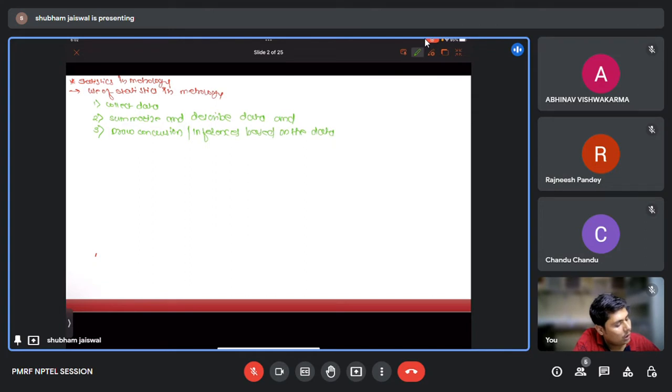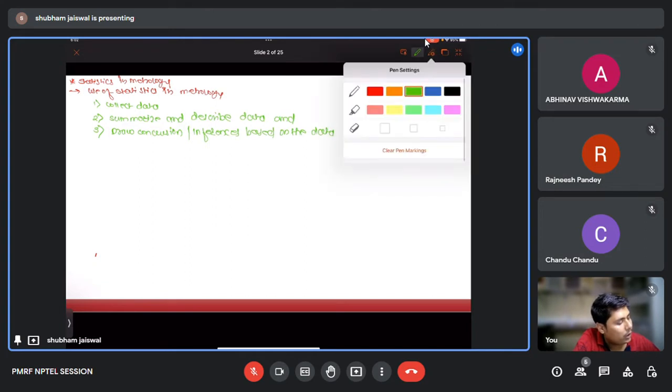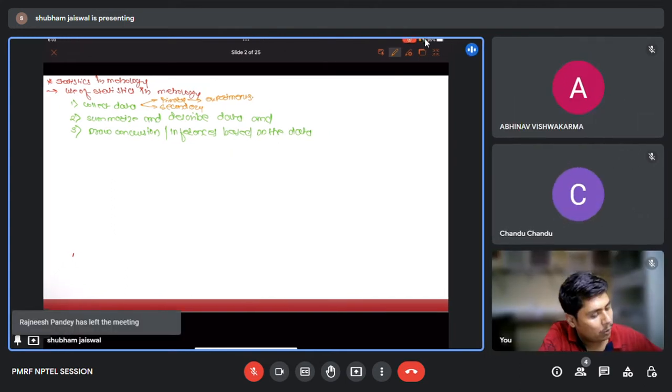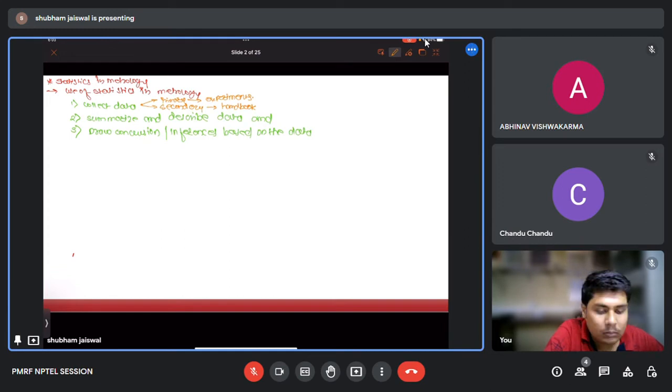Okay. So in the data, that is the collection of data, we have seen the two types of data. One is the primary data and another one is the secondary. So primary data is basically the data that we get from the experiments. Okay. And the secondary data, like the standards we have or the values from the handbook that we use. So this is our secondary data.